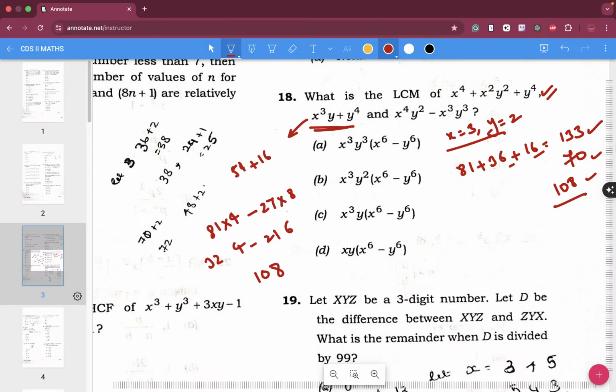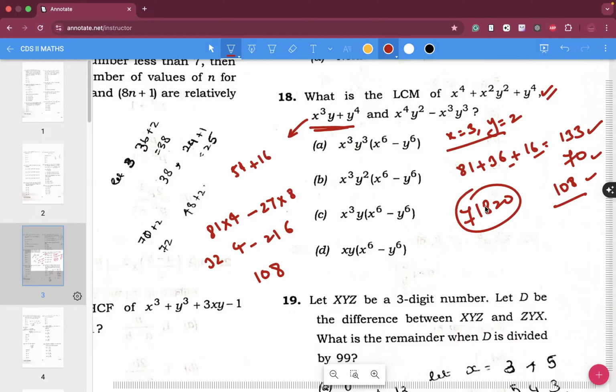Okay, so now we'll find out the LCM of 133, 70 and 108. I honestly do not want to calculate it. So the LCM of 133 and 70 is how much? 171,820, okay, right. And I've done the calculations over here.